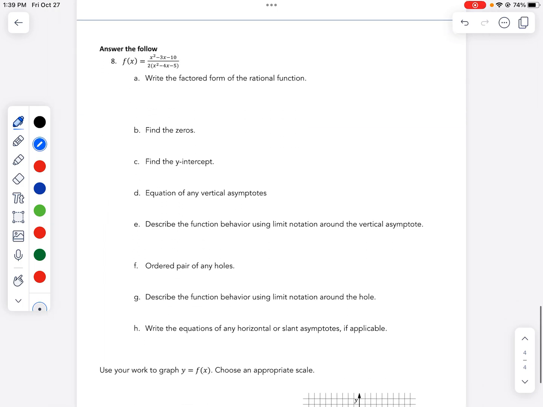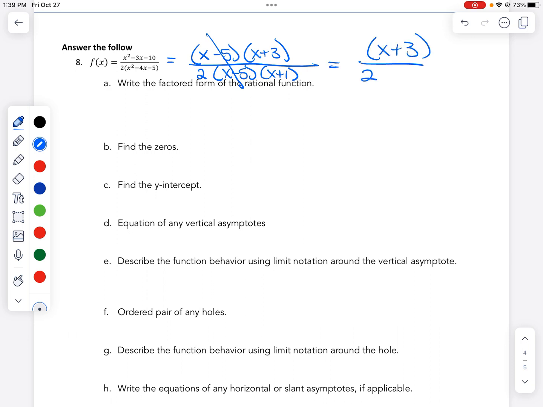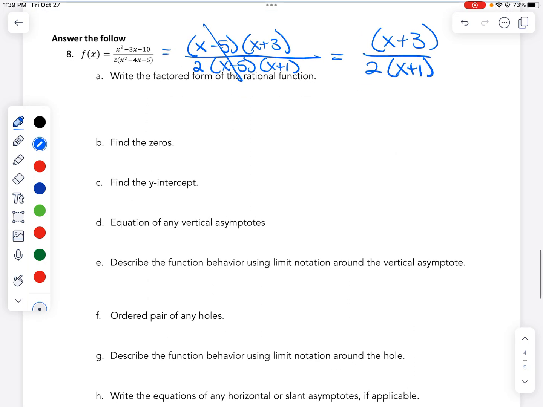All right, so this next one, I'm going to do the factoring here. I'm not going to make the box in circles. So this one factors into x minus 5 and x plus 3. And then this bottom one, we can leave the 2 on the outside, and it factors into x minus 5 and x plus 1. So if we look at this, it reduces out, so there's a hole. So x plus 3 over 2 times x plus 1 is our simplified form. So it says find the zeros, so the x-intercepts. So we look in our numerator, because where is that function equal to 0? Well, at x equals negative 3.